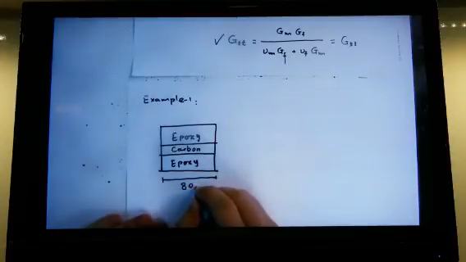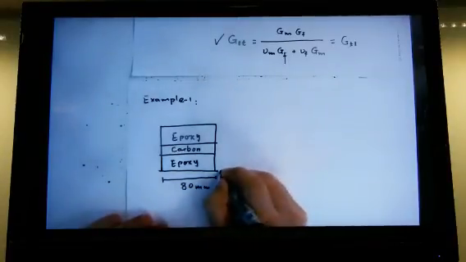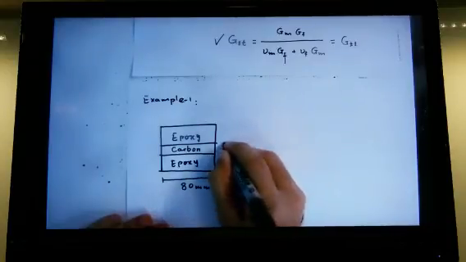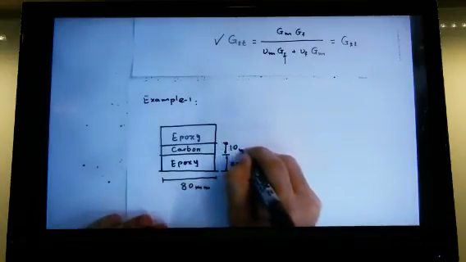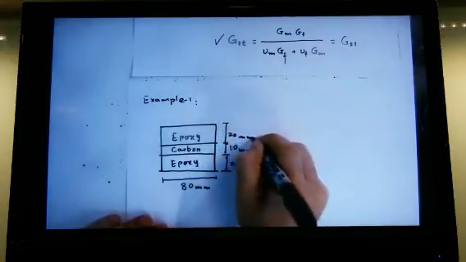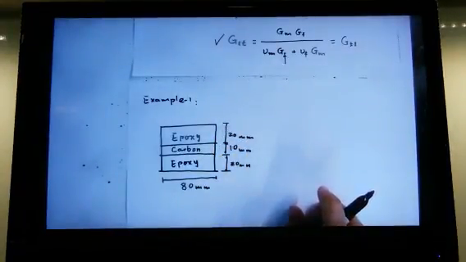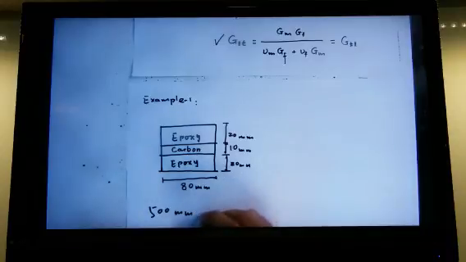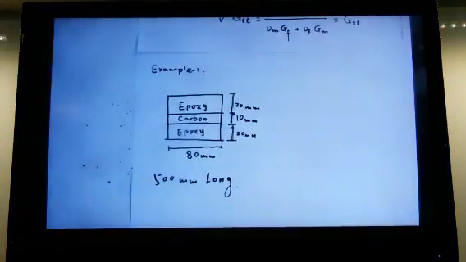This one is 80 millimeter. This one is 20 millimeter. This one is 10 millimeter. This one is 20 millimeters. So along the length direction is 500 millimeters long. Okay, along this direction, out-of-plane direction is 500.